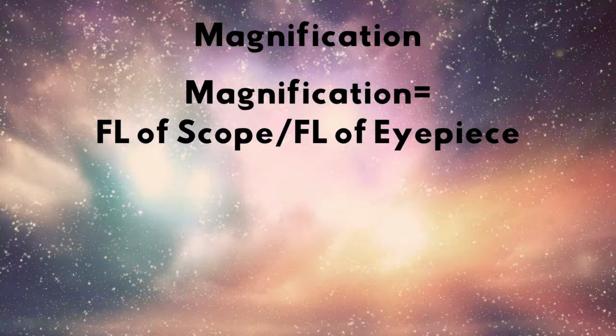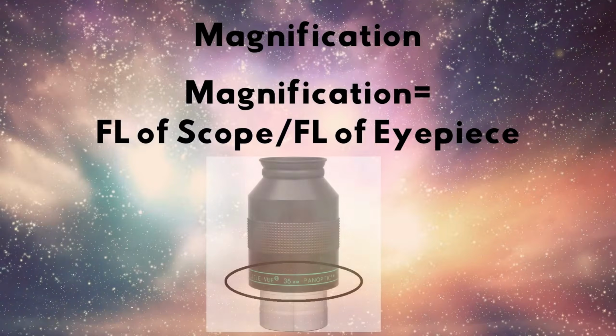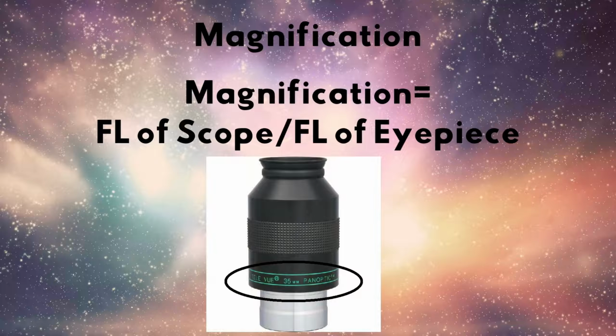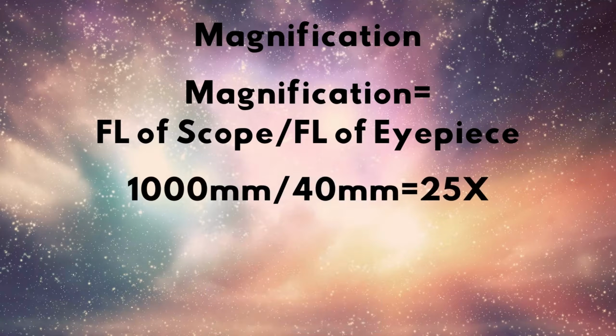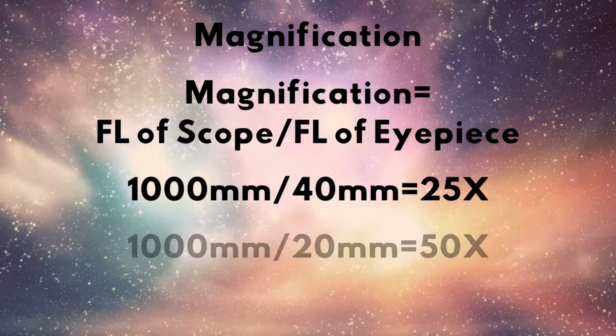To find the magnification of a given telescope and eyepiece, just divide the focal length of the telescope in millimeters by the focal length of the eyepiece in millimeters, and you get the magnification. Most eyepieces have the focal length printed on them, making this an easy task. For example, a telescope with a 1000 millimeter focal length paired with a 40 millimeter eyepiece will yield a magnification of 25. A 20 millimeter eyepiece would yield a magnification of 50.